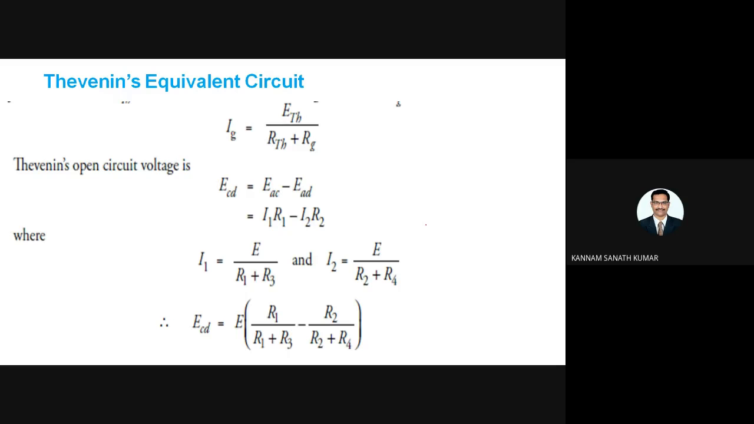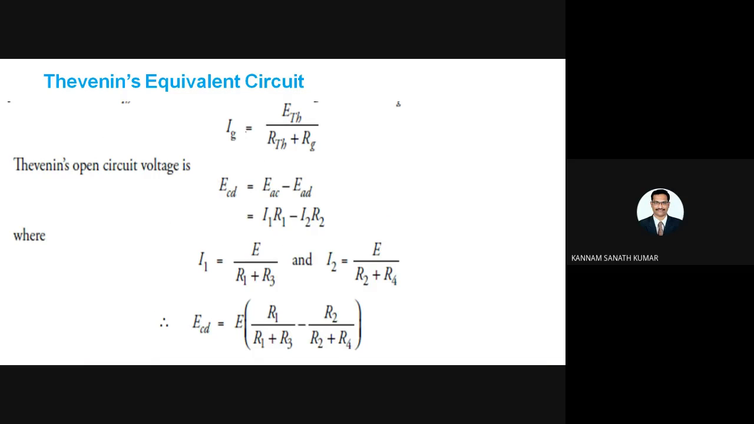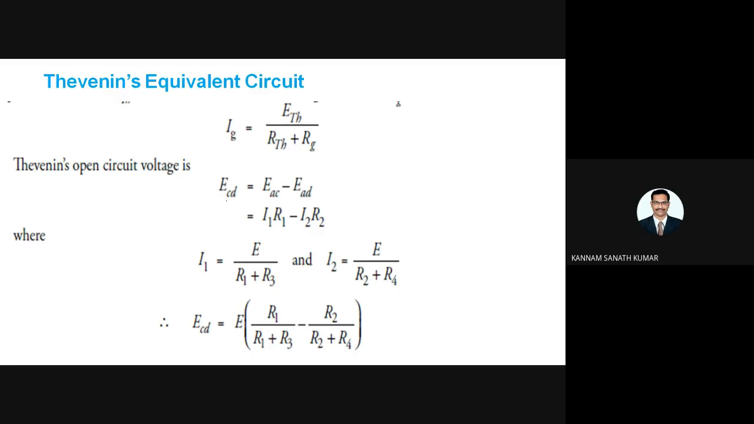So you are getting some RTH, and Ig equal to ETH by RTH. So you need to convert the above circuit into the Thevenin's equivalent circuit. Ig is the galvanometer current, and there is some galvanometer resistance also. So Ig equal to ETH by RTH plus RG. You should consider this galvanometer as a load resistance, so you have to open circuit that. So Ig equal to ETH by RTH plus RG.